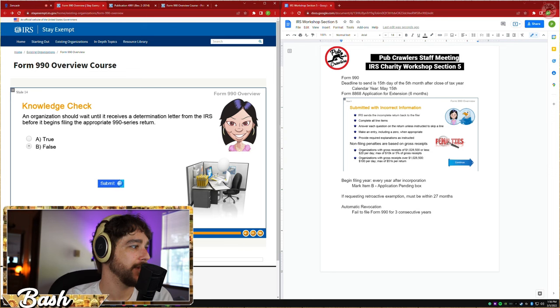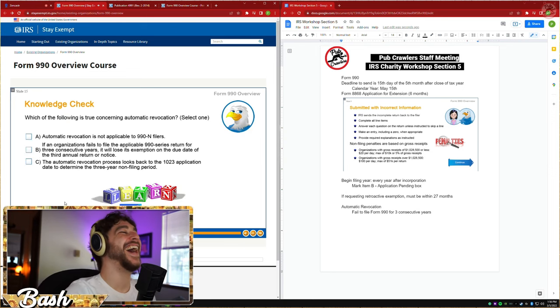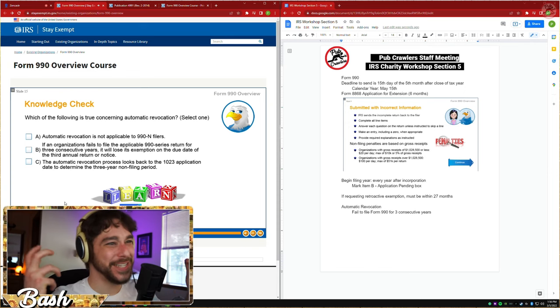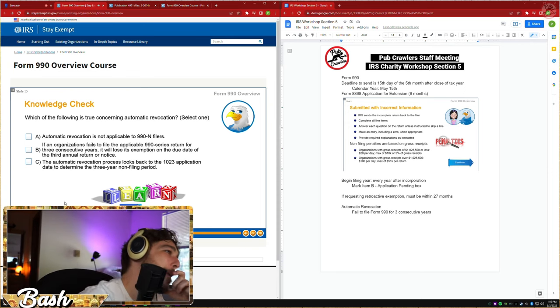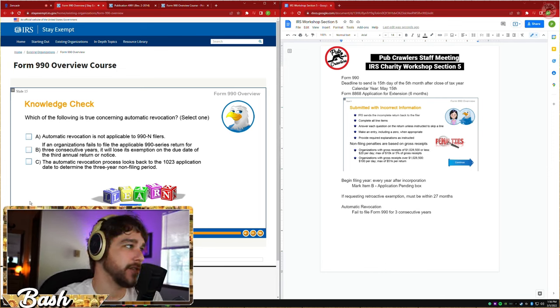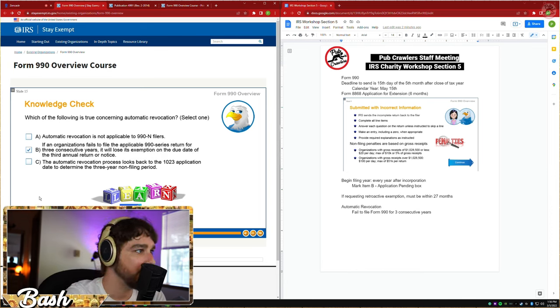Which of the following is true concerning automatic revocation? Select one answer and click the submit button to check your answer. Automatic revocation is not applicable to 990-N filers. If an organization fails to file the appropriate 990 series return for 3 consecutive years, it will lose its exemption on the due date of the third annual return or notice. The automatic revocation process looks back to the 1023 application date to determine the 3-year non-filing period.